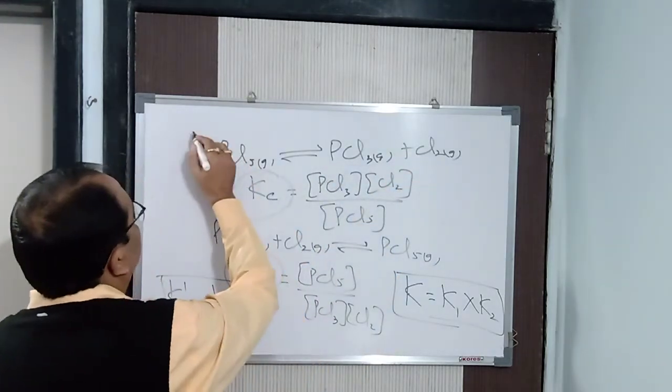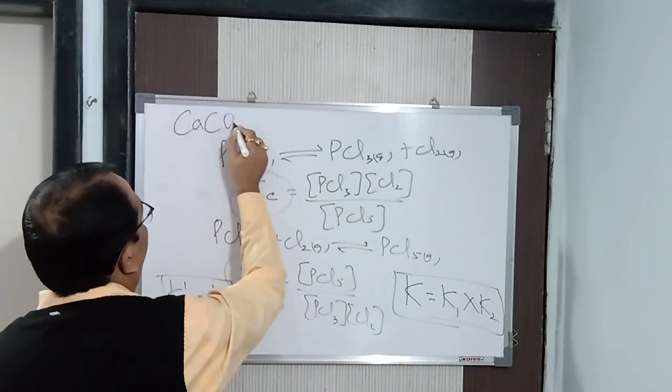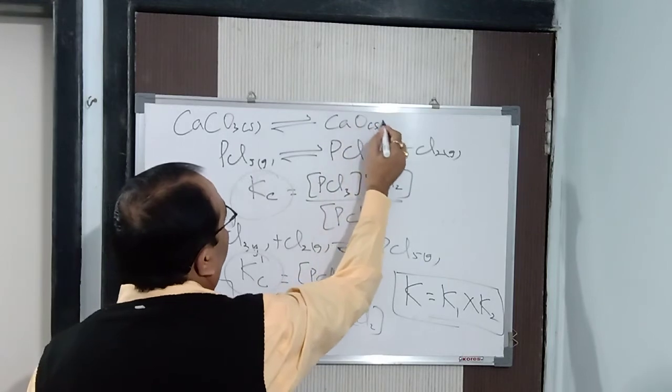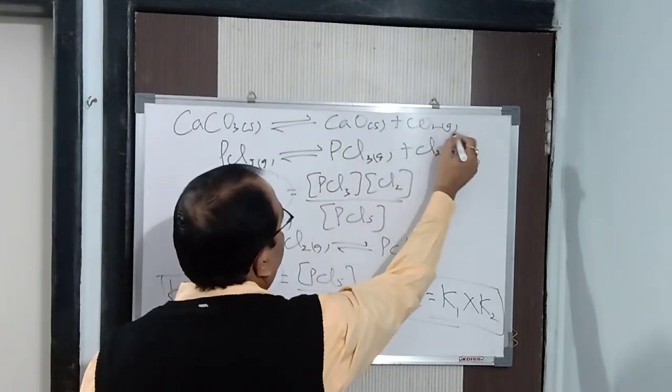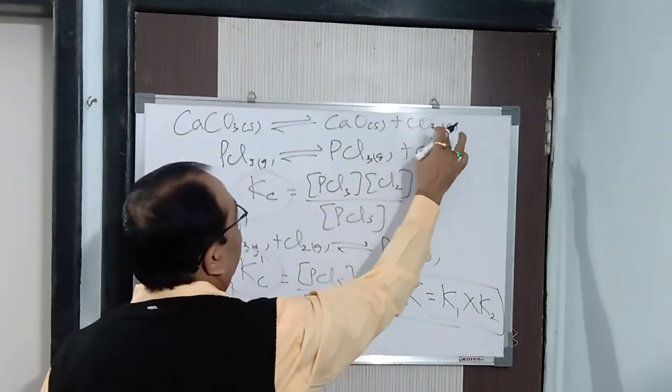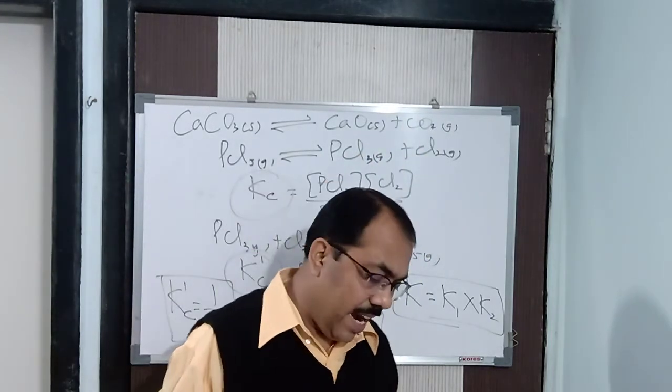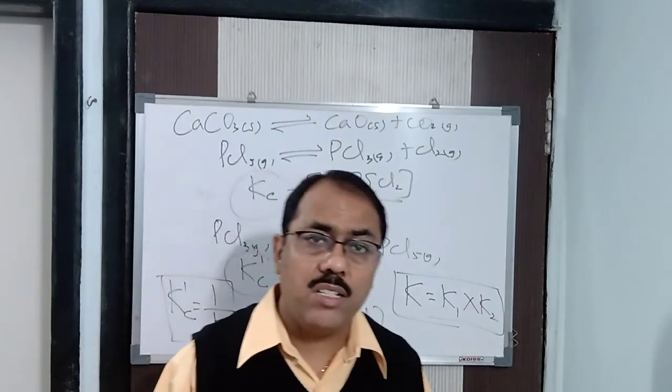But if I take this particular reaction, CaCO3 solid gives CaO solid plus CO2 gas, it is a heterogeneous equilibrium, because the reactant and products are not in the same state. If the reactants and products are in the same state, then it is called a homogeneous equilibrium.